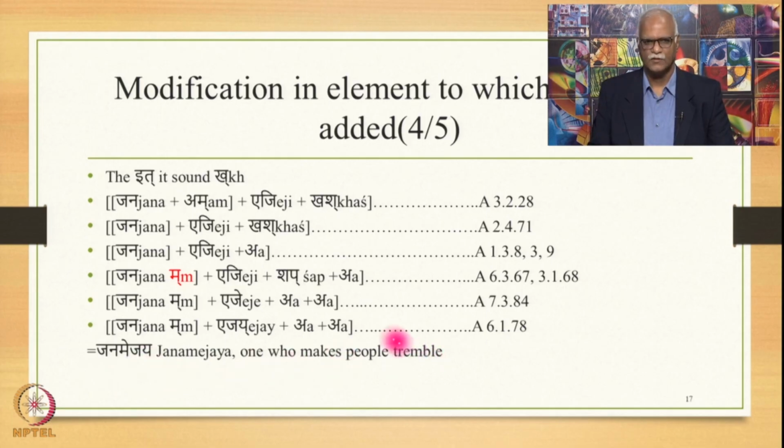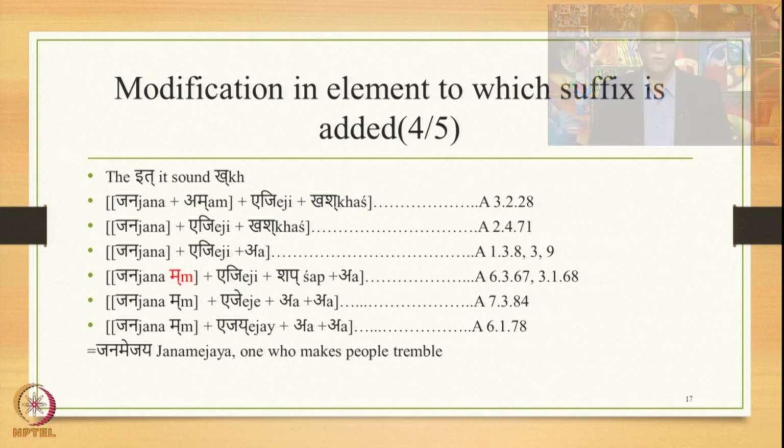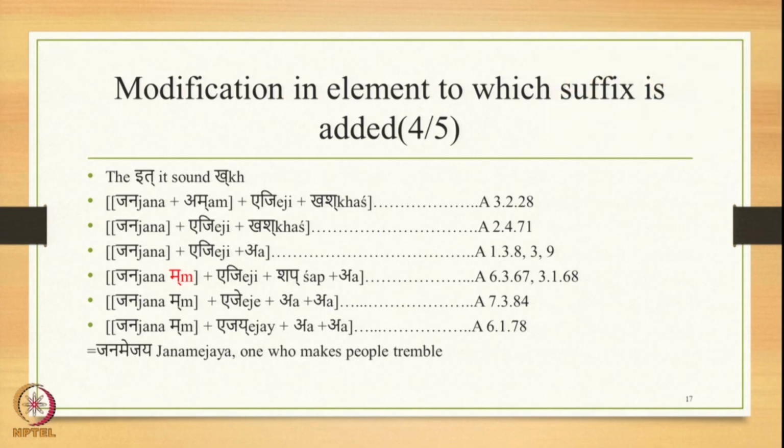Now we saw that because of the marker kh, ma was added to this purvapada, and because this is mum, this ma is added immediately after the final vowel in this word. The final vowel in this word is a after na, so this ma is added over here. This is how the kh sound brings about modification in the element to which a suffix is added.